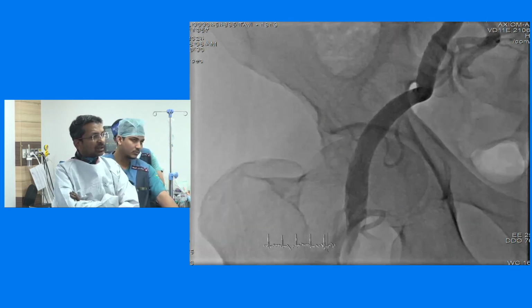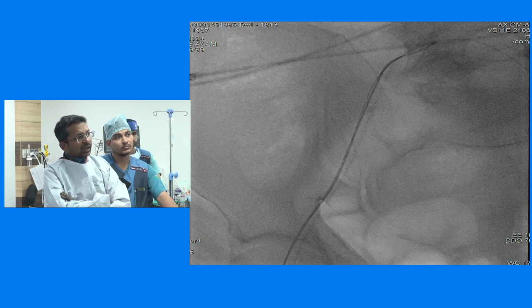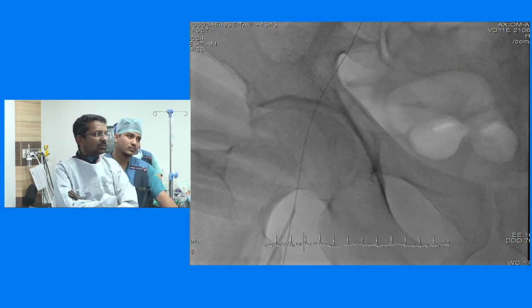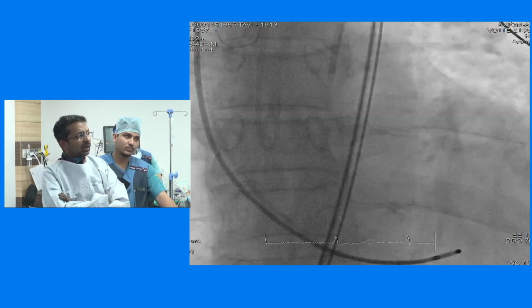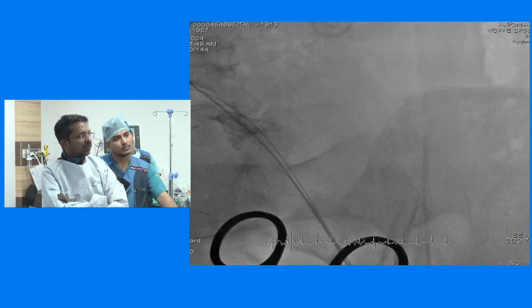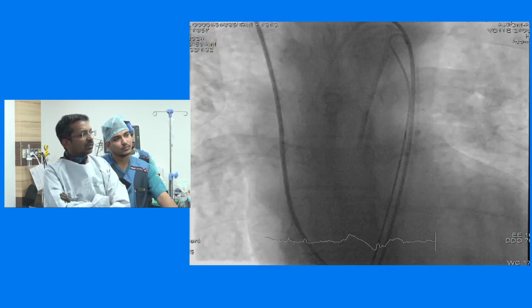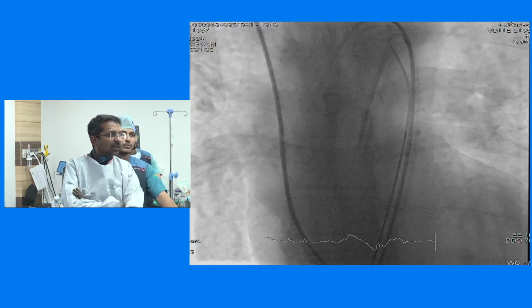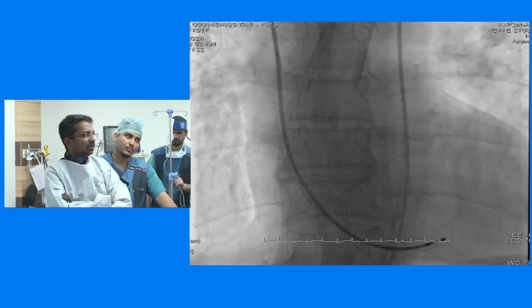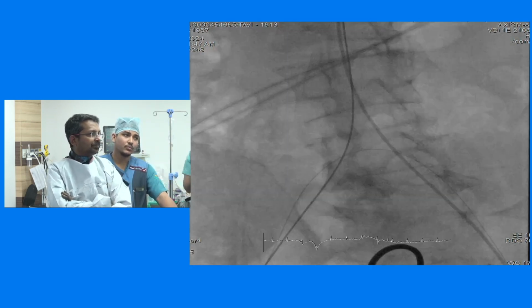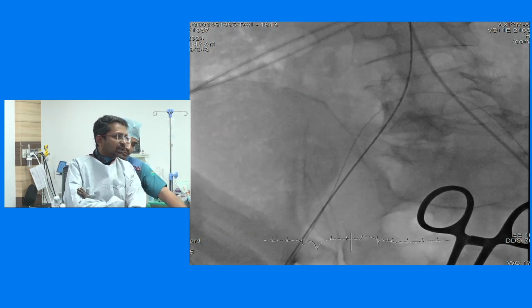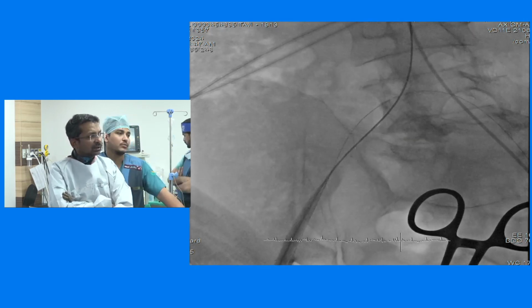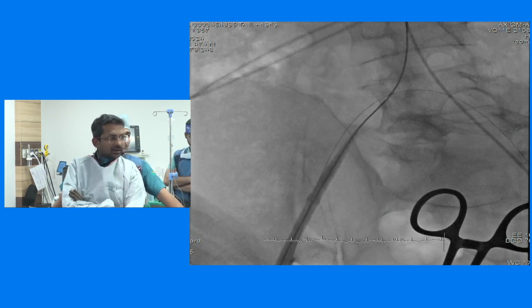This is the shoot. Next, please. So we put the V18 wire just for the protection of the arteries in case of any dissection. Next, please. We got the puncture just at the level of bifurcation, and we took the pigtail and placed the pigtail at the non-coronary cusp. So next we upgraded the sheath and then we put the Python sheath, and you are seeing the Python sheath going up. Next, please.